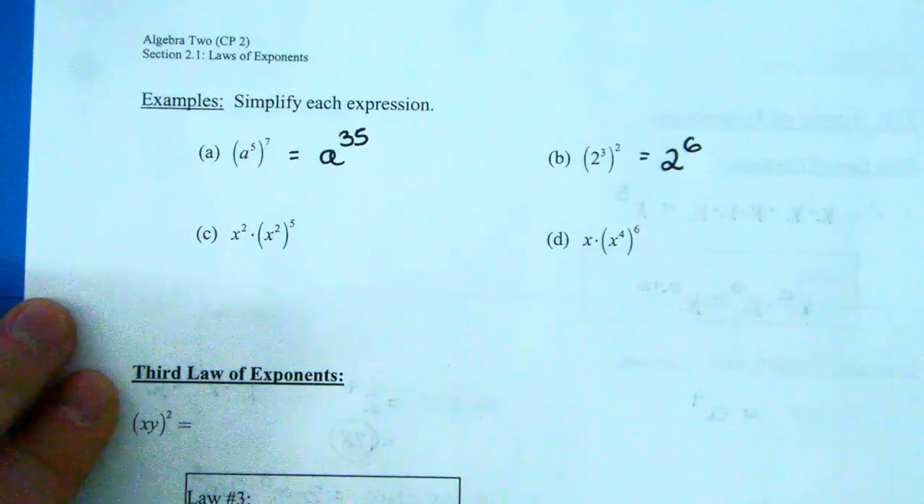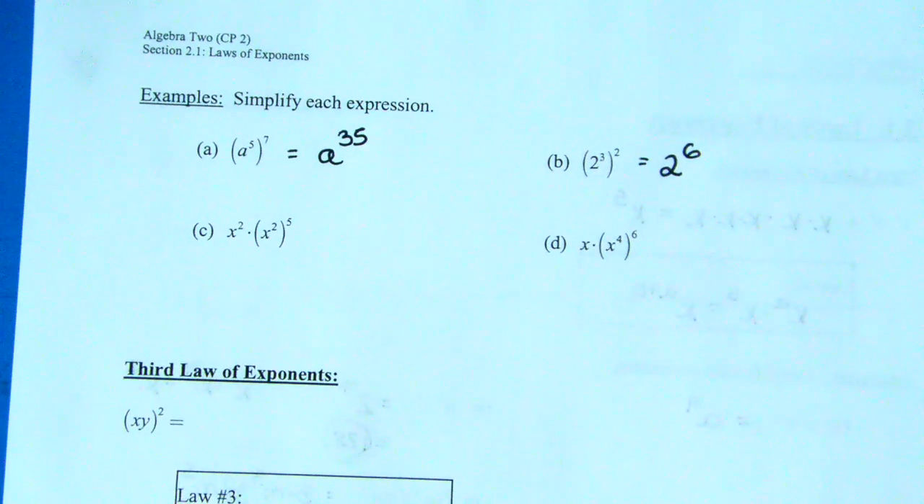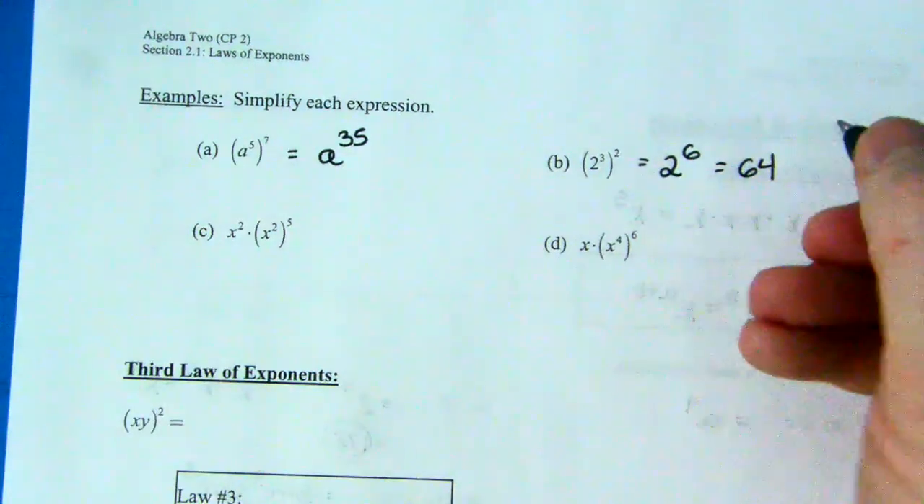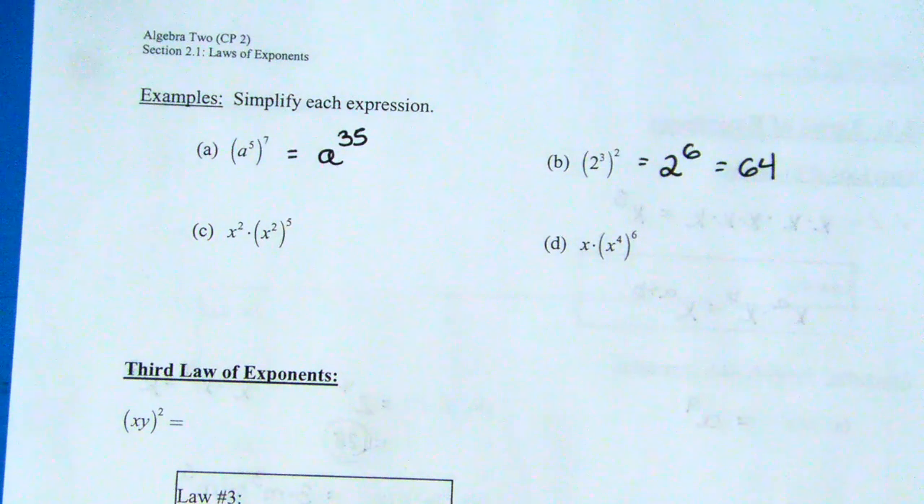But then, of course, make sure you actually simplify that. So what is 2 to the 6th? I think that should give you 64. Letter C.